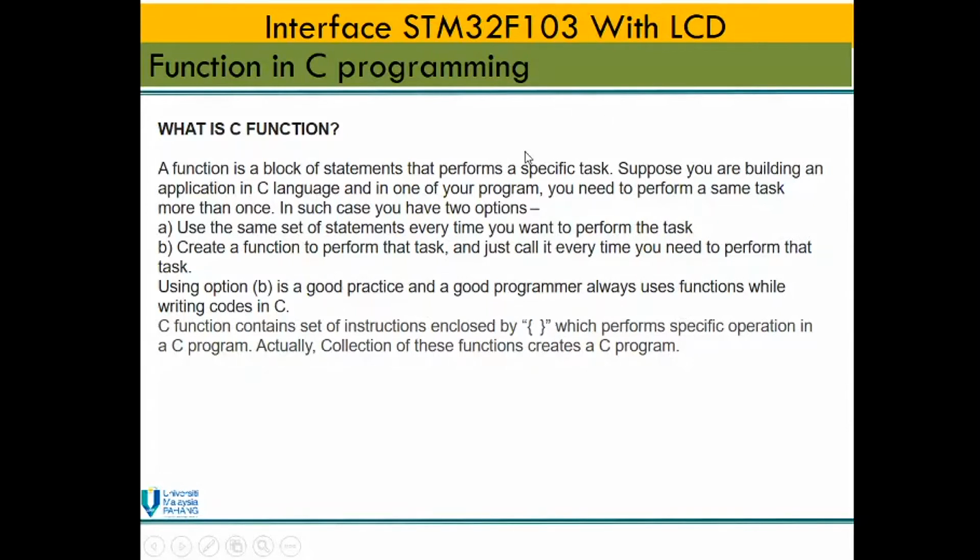Suppose we want to build an application in C language, and in one of our programs we need to perform the same task more than once. In such a case we have two options. The first is to use the same set of statements every time we want to perform the task. The second is to create a function to perform that task. A function is like a subroutine in assembly language, and then you just call it every time you need to perform that task. Using option B is good practice, and a good programmer always uses functions while writing code in C.